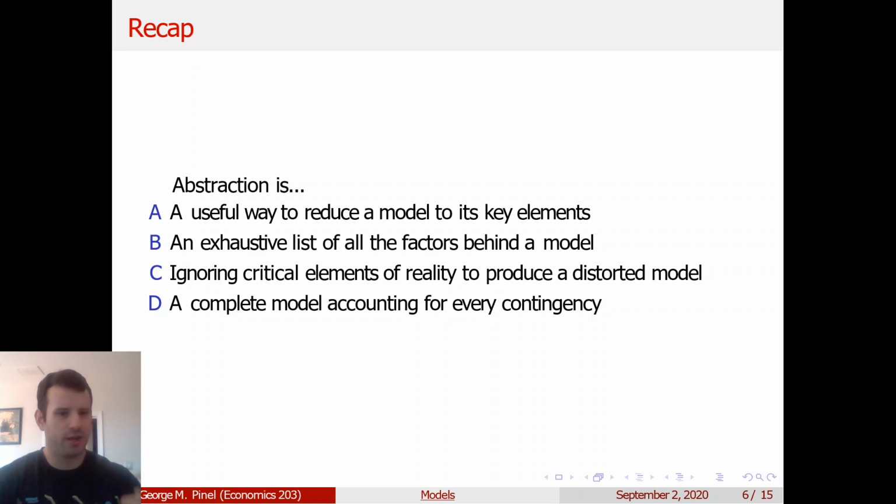All right, so let's do the same approach, but I'm going to go D through A just to spice things up. So D, a complete model accounting for every contingency. What does that mean, first of all? What is contingency? So let's say you're writing up a contract. Contingency means if A happens, then you have something to account for that. If B happens, then you have something to account for that. So if you're accounting for every contingency, there's no stone left unturned. That's not really what abstraction is, right?